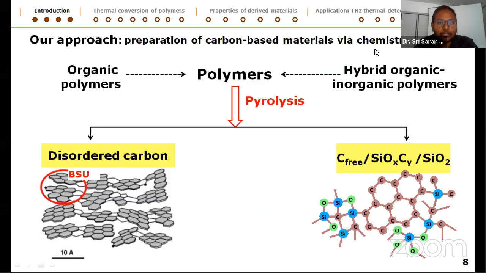So our approach, in order to understand the mechanism of absorption, is that we have taken two polymers: an organic polymer and a hybrid organic-inorganic polymer. When pyrolyzing them, the organic polymer will lead to disordered carbon, where you have aromatic rings as the basic structural units. And in the case of the hybrid organic-inorganic polymer, we have a composite of a silicon oxycarbide matrix, in which the aromatic carbon is embedded.